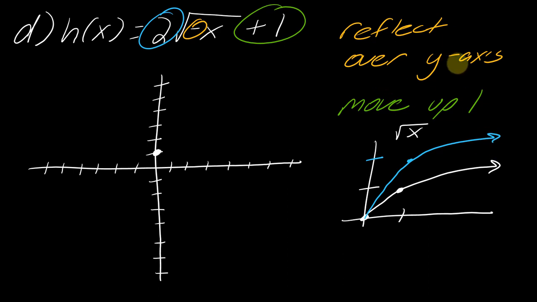Now, since I'm reflecting over the y-axis, normally my graph goes this way, right? But since it's being reflected over the y-axis, I need it to go this way. And so I'm going to go this direction, and then how far am I going to go? I'm going to go up 1, 2. And so here is that graph.